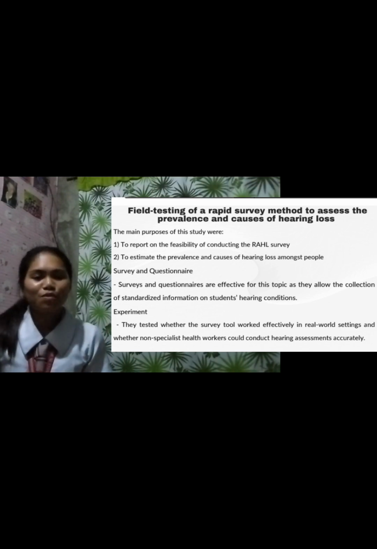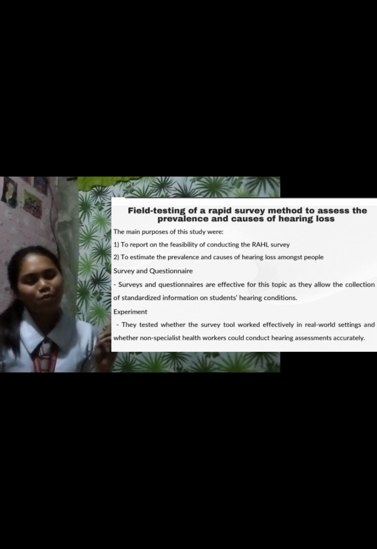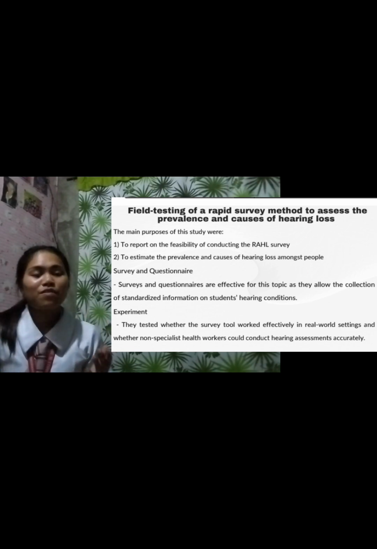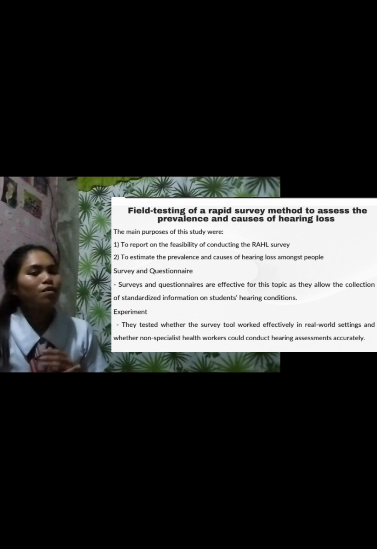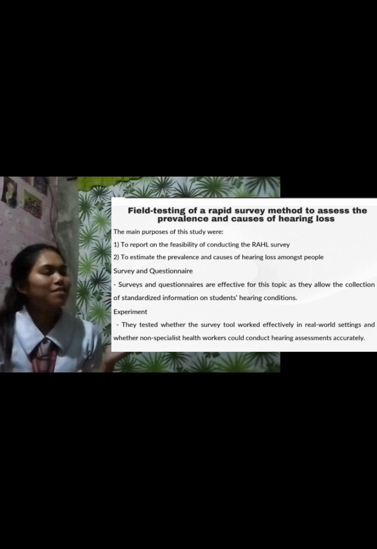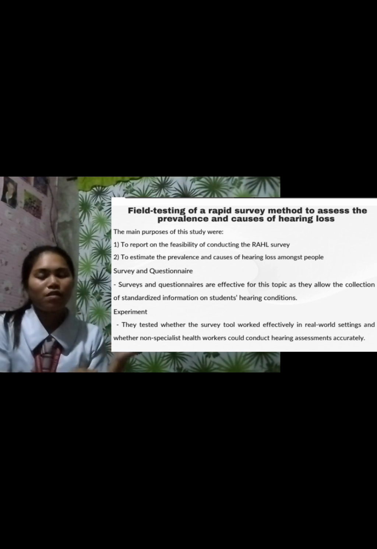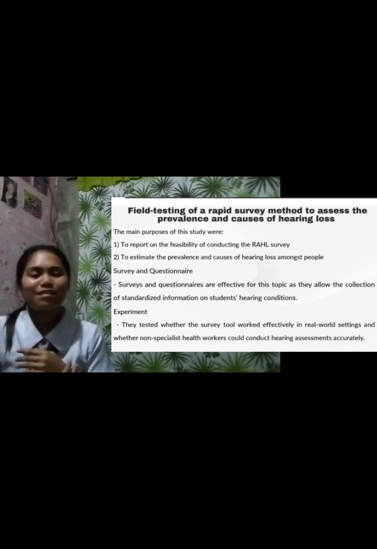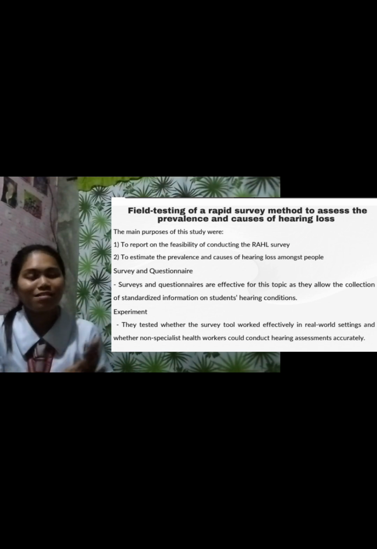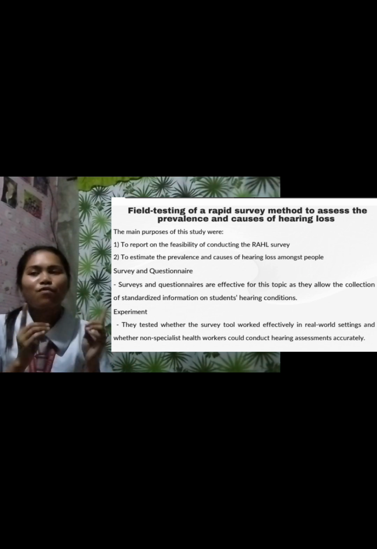So the study had two main goals, so kindly read. The first one is to report on the feasibility of conducting the RAHL survey. The second one is to estimate the prevalence and causes of hearing loss. So on the two selected data collection methods, which are the survey and questionnaire and the experiments. So the first one is the survey and questionnaire.